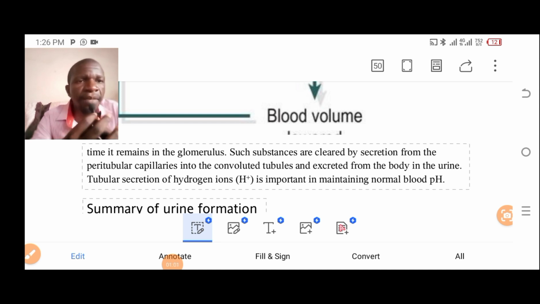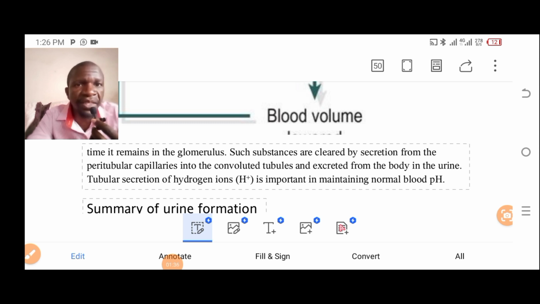So what are we saying? We are saying there are certain substances that are not eliminated from the blood via other processes, but can only be eliminated via tubular secretion because of the short time which they stay in the glomerulus. So these take the form of drugs like amoxicillin and aspirin. This is the reason why most of the times, even when you are urinating, you can take note of the smell of amoxicillin from your urine.